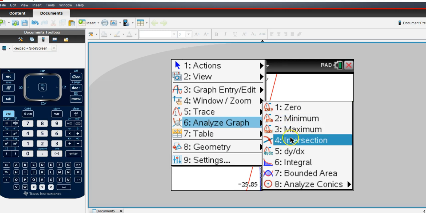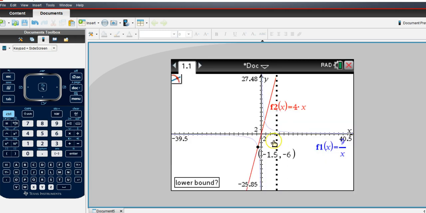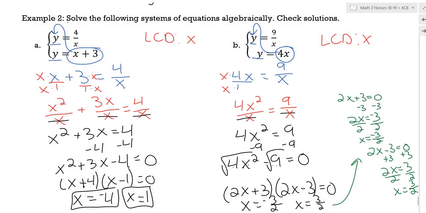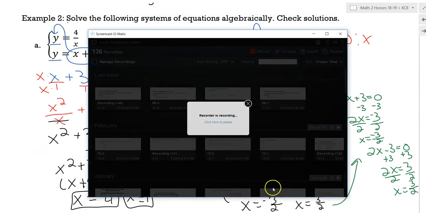Same thing, analyze graph, intersection. Yay, I did it that time without any issues. So that one is 1.5. All right, that's it.